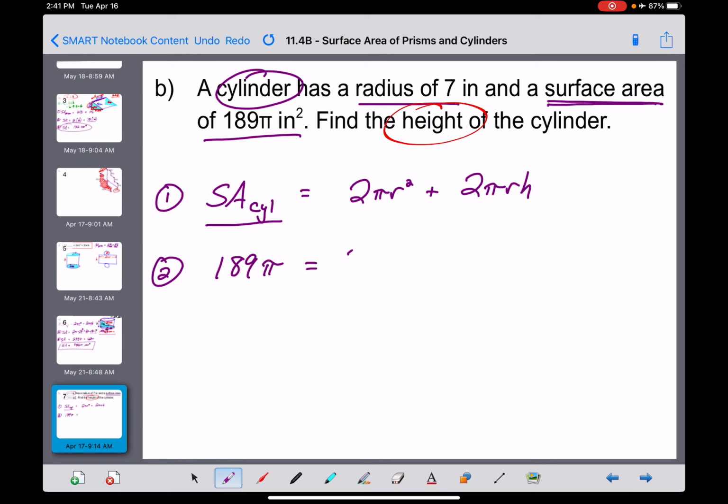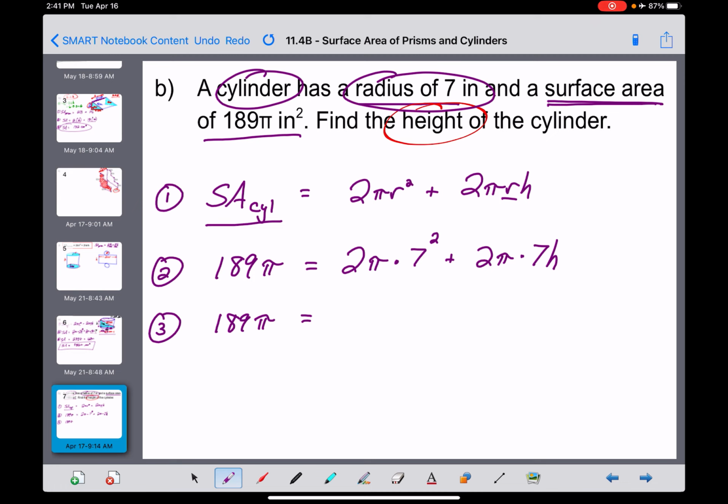And that's going to equal 2 times pi. And they told us the radius of this figure is 7. So 2 times pi times 7 squared plus 2 times pi. Once again, this r is still 7, but we don't know what h is. So that's the one unknown that's in this equation so far. And now, let's work backwards to solve this, guys. I've got a 189 pi on the left. That's just going to stay there.